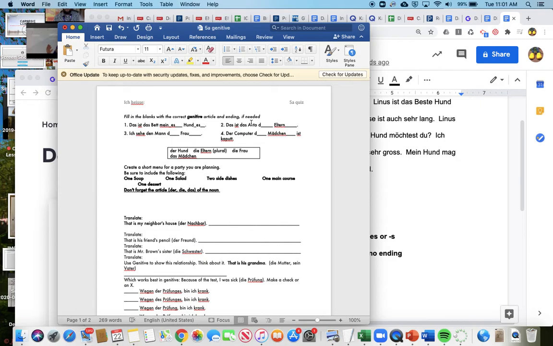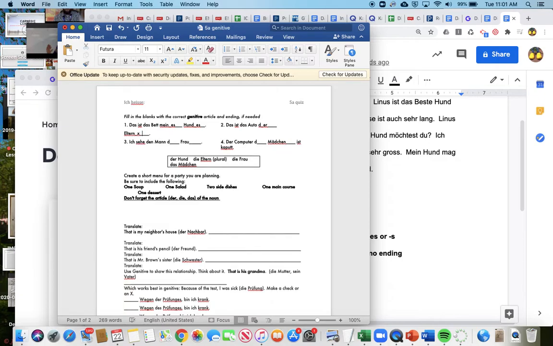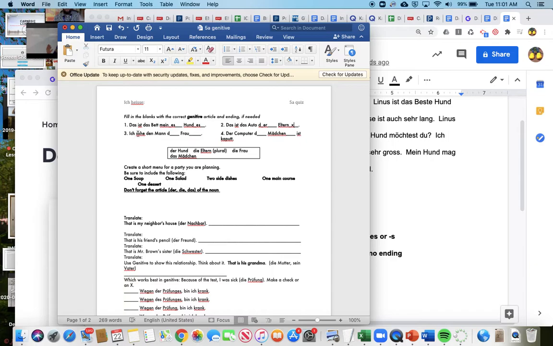Nummer zwei is das ist das Auto, and then we're going to make Eltern genitive to show possession. So to say my parents' car. Eltern here is plural. So die will go to der with no ending on Eltern. Same with Frau. Frau is feminine. So die would go to der to show genitive. So ich sehe der Mann der Frau. I see the husband of the wife, and no ending on Frau. The computer of the girls, so the girl's computer is broken. Das Mädchen goes to des Mädchens, and we add an s because it's Mädchen, two syllables.